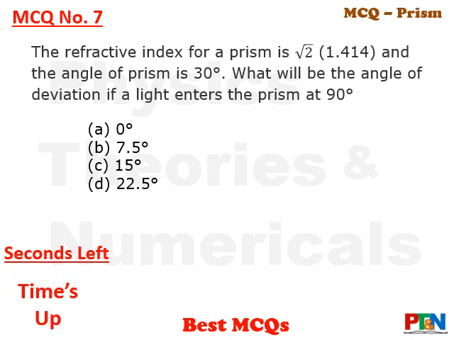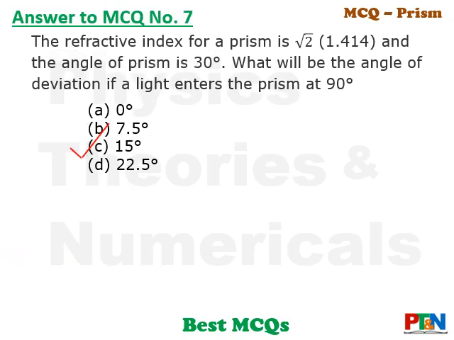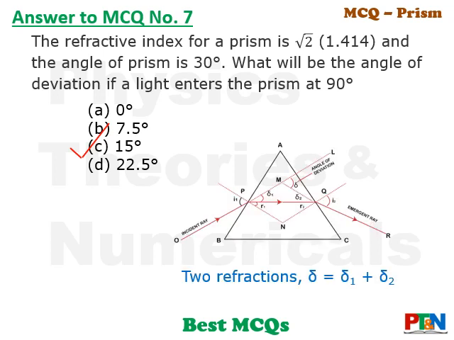Time's up. Let's see the answer. The answer is option C, that is 15 degree. Let's understand. So, in case of a ray passing through a prism, there are two refractions. So, final angle of deviation is basically summation of two deviations, that is delta 1 and delta 2.